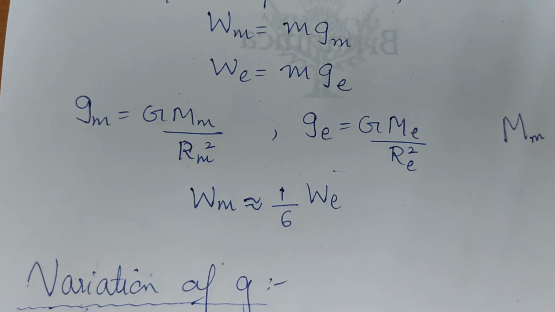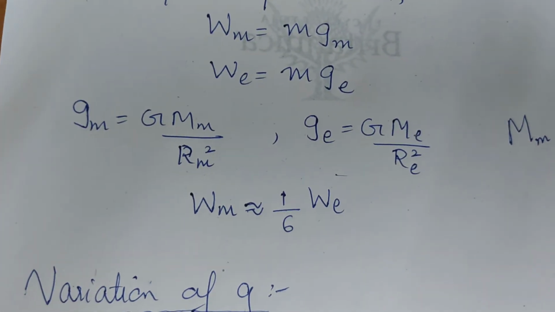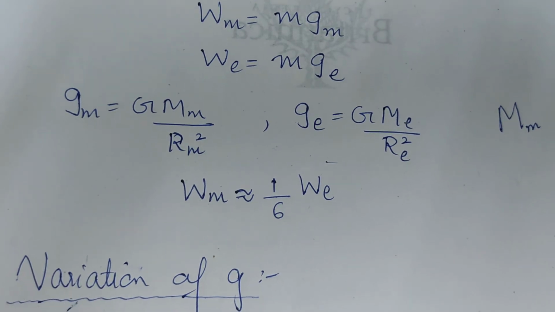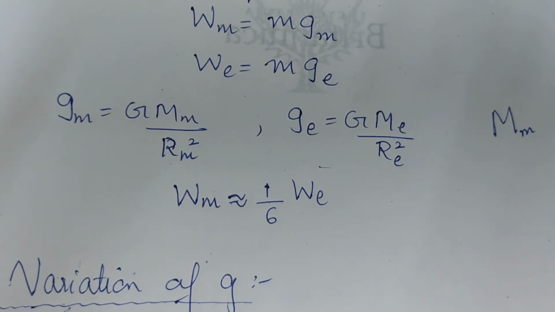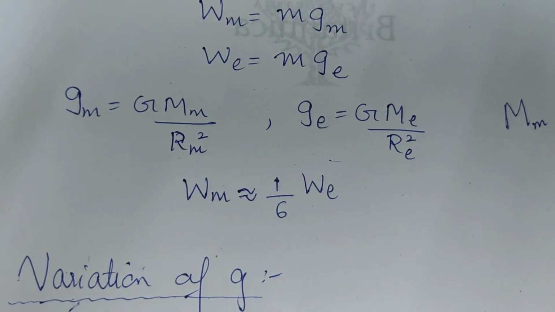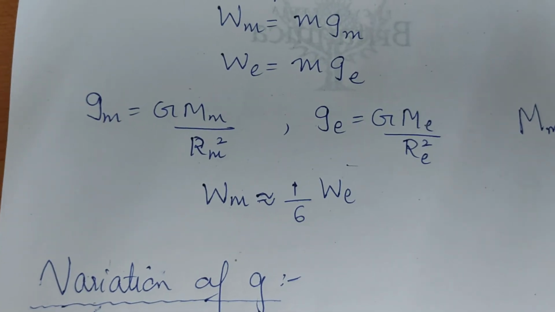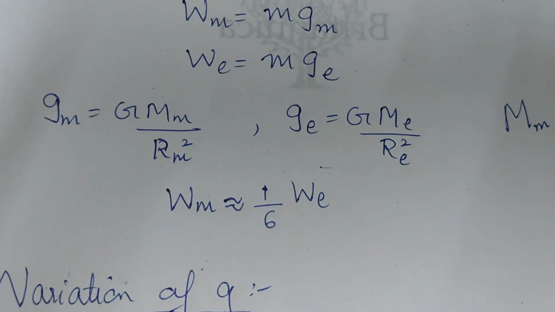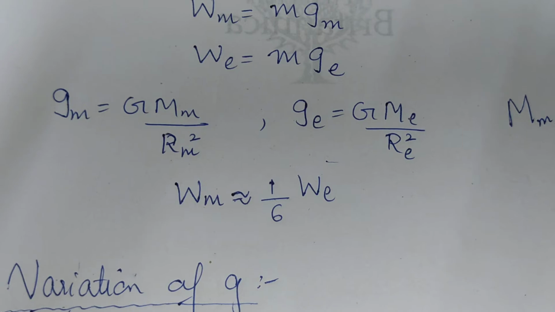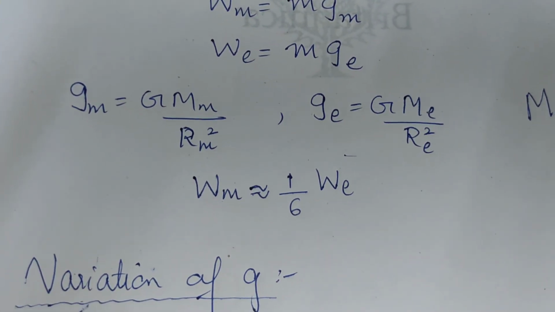So when you put the expressions of gm and ge in the above two expressions for Wm and We, if you take their ratio and put the values, do the simplification, cancel out the common terms like capital G, then small m, you will finally get that Wm is approximately equal to 1 by 6 We. It means weight of a body on moon is 1 by 6 times weight of a body on Earth.